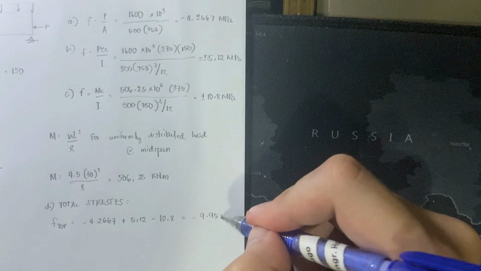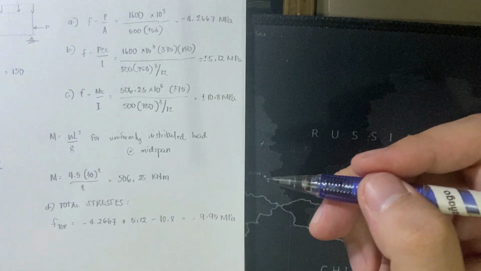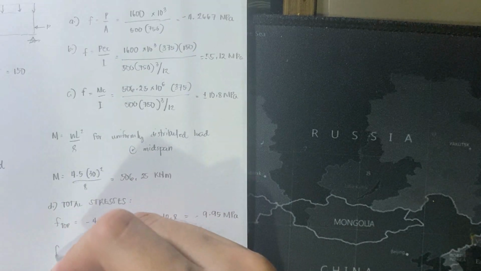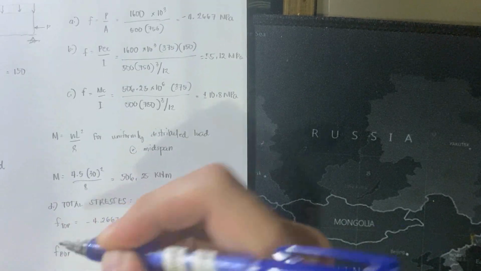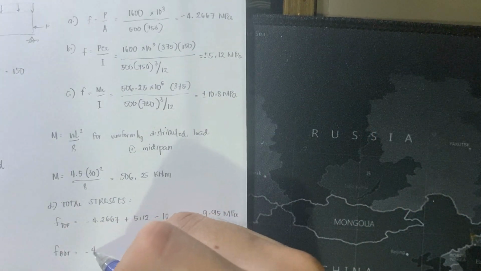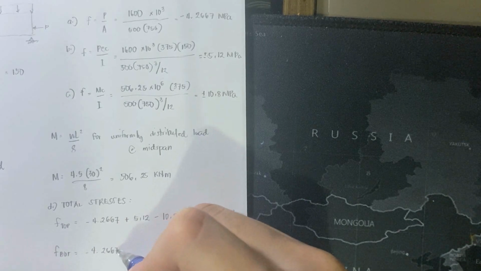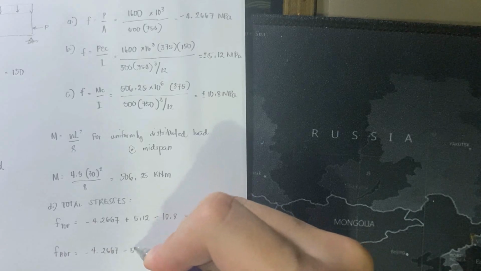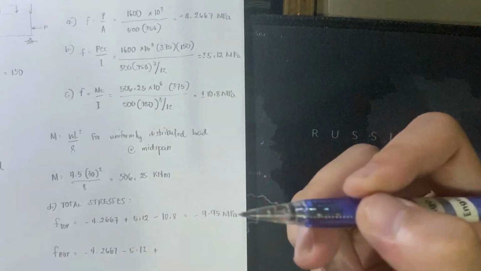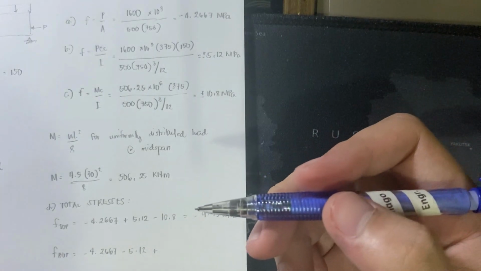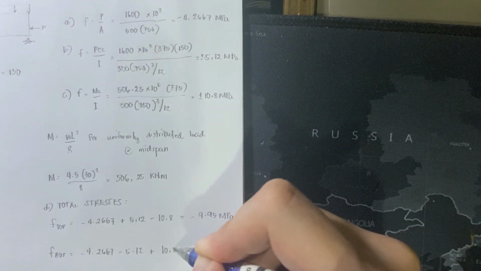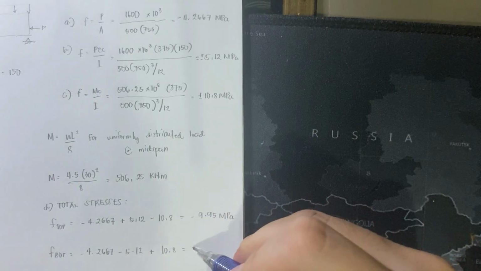And then for the bottom naman, so negative 4.2667 pa rin. And then yung flexural due to the pre-stressing tendons natin is negative na sa baba, so 5.12. And then positive na yung flexural stress natin due to the load, positive 10.8. So that would be equal to 1.41 megapascal.